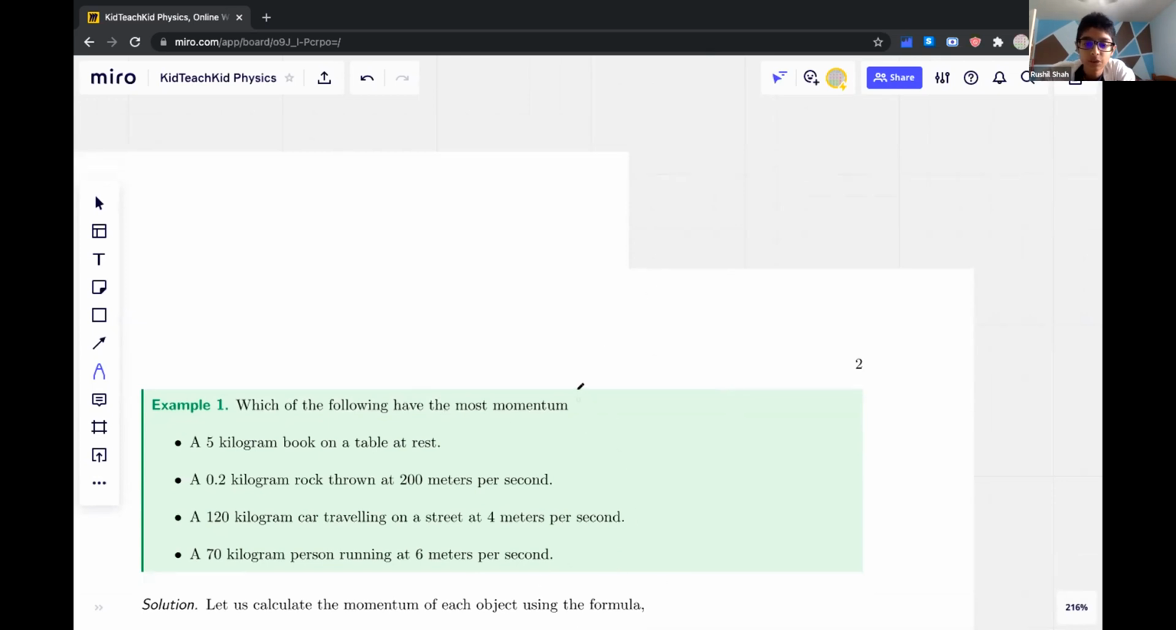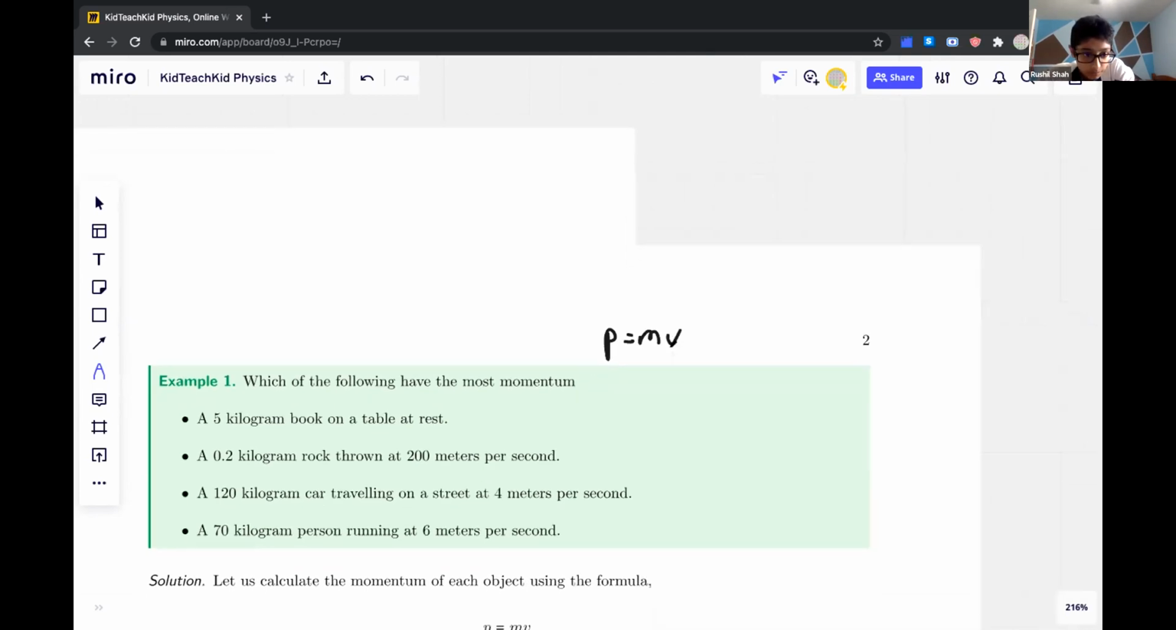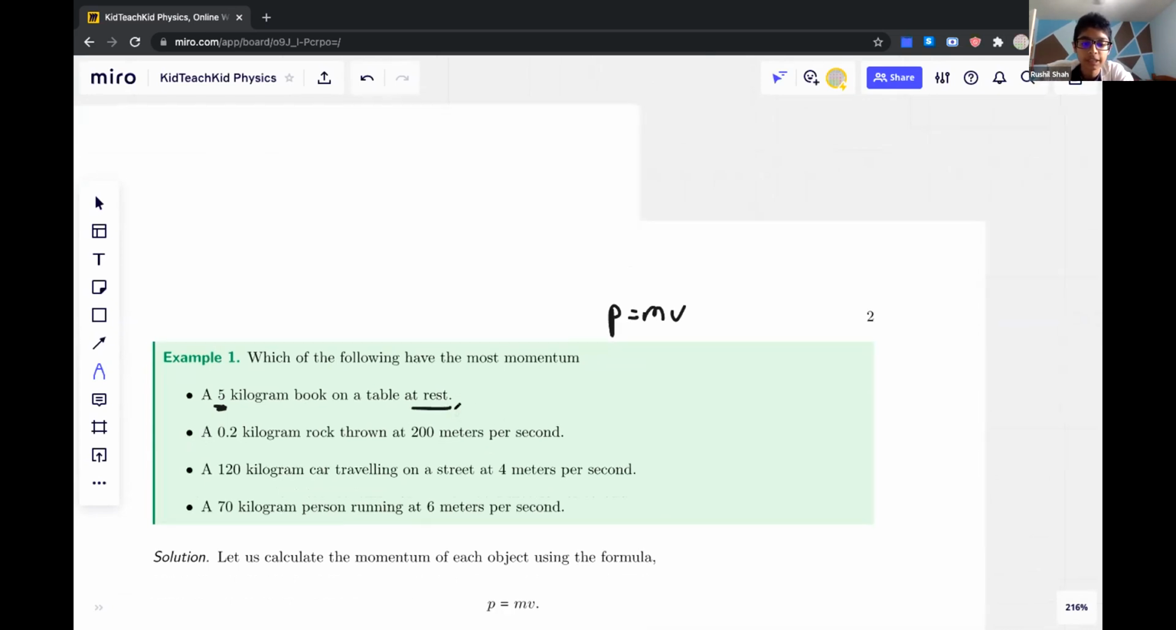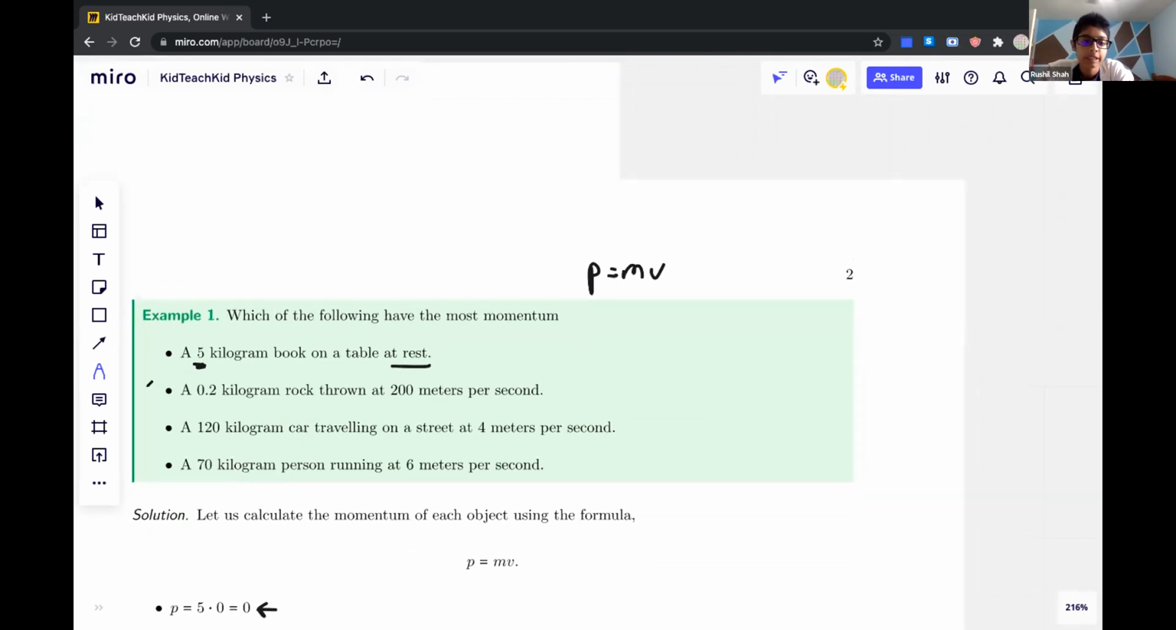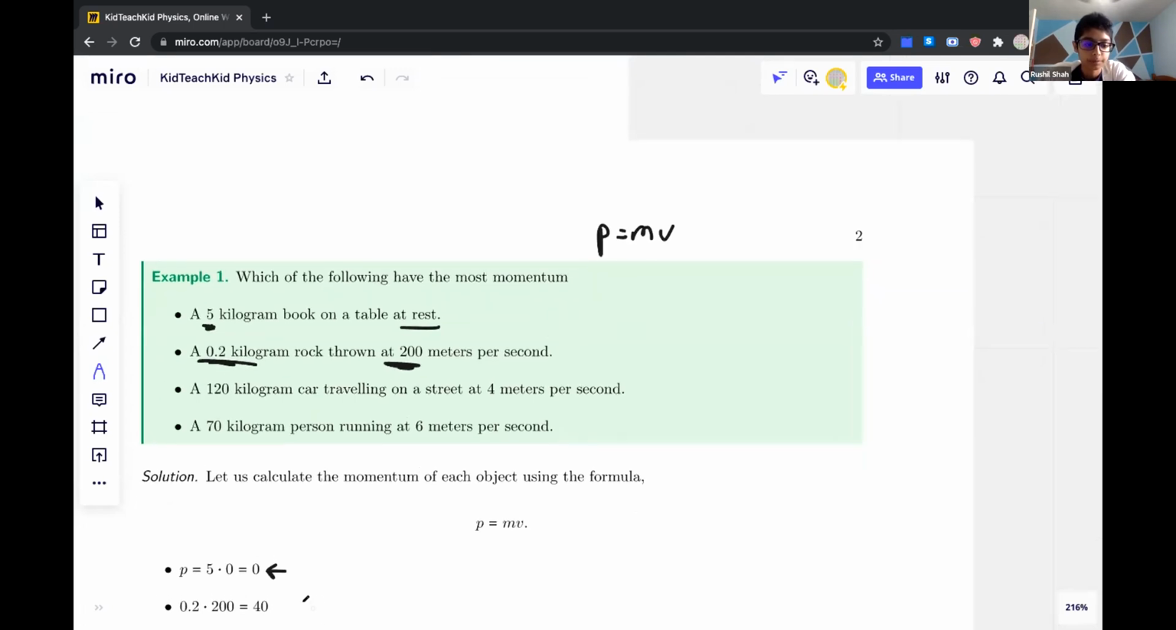So remember, momentum is P equal to the mass of the object, M, times its velocity. So for the first one, the mass of the book is 5 kilograms and it's at rest. And that just means that its velocity is 0. So this means that the momentum of the first object is just going to be 0. Now, if you take a look at the second object, it has a mass of 0.2 kilograms and a velocity of 200 meters per second. So when we multiply that, we get 40.